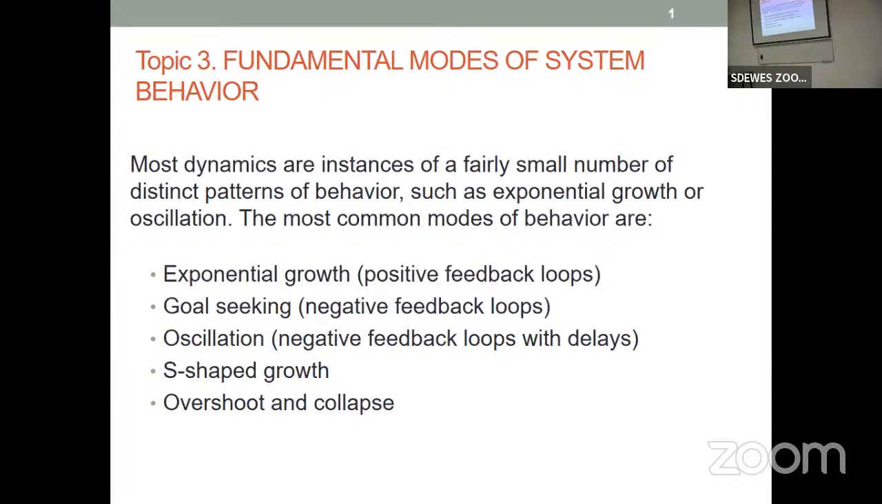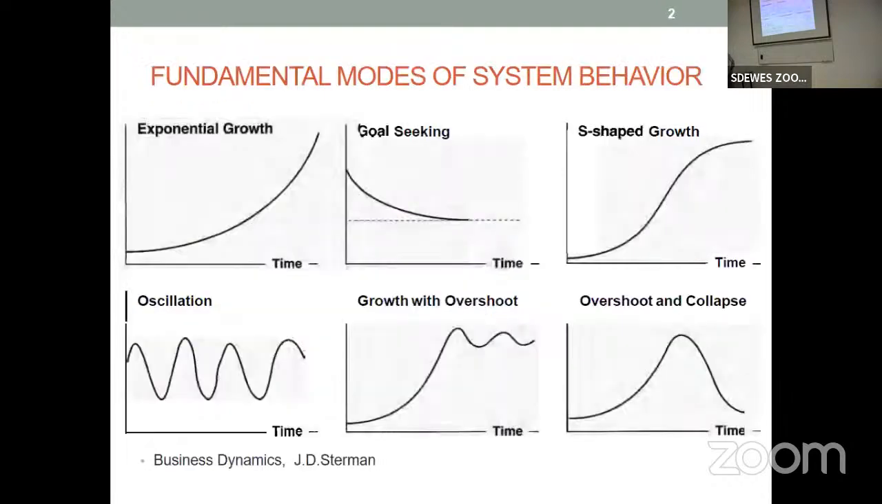Also, a very interesting behavior is what we call S-shaped growth. So at the beginning it's like exponential growth, but later it goes to a limit compared to a value. And finally, we have the overshoot and collapse. It grows, and then after a maximum it collapses to a very low value. We are going to see the graphical representation of this behavior.